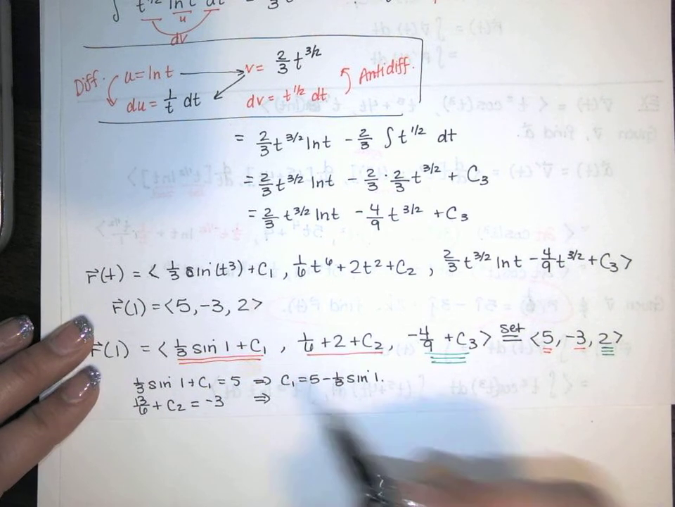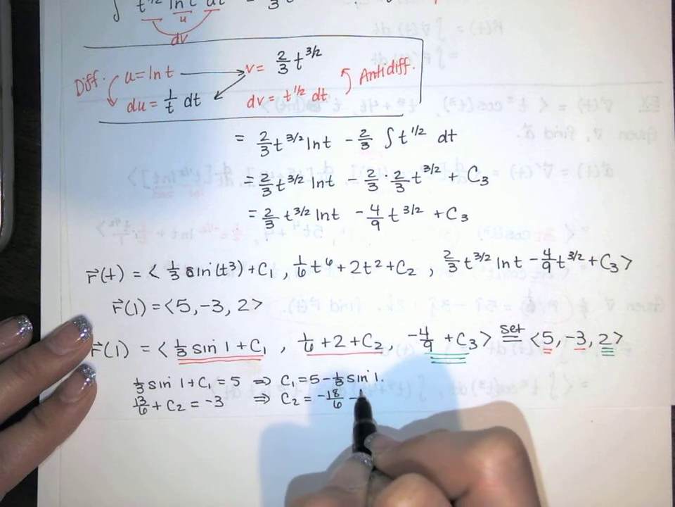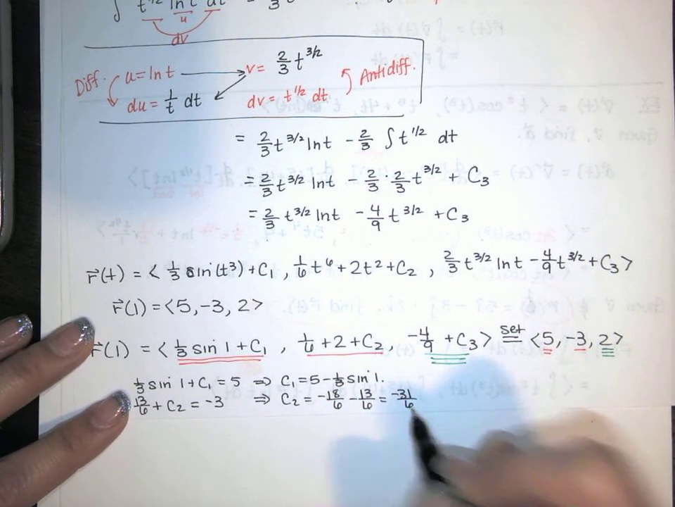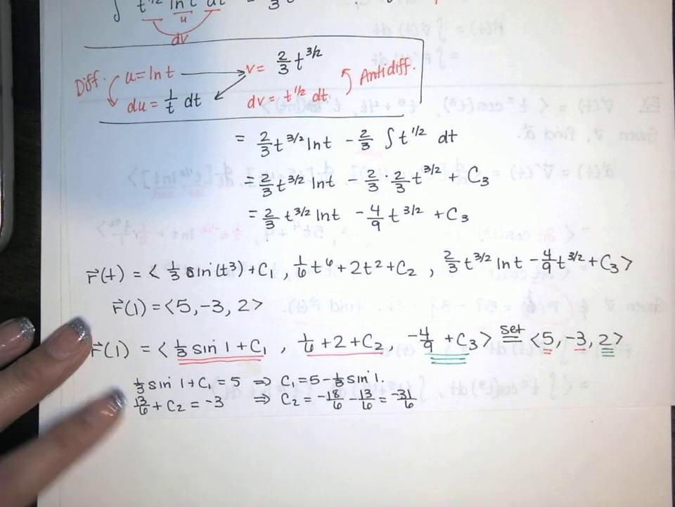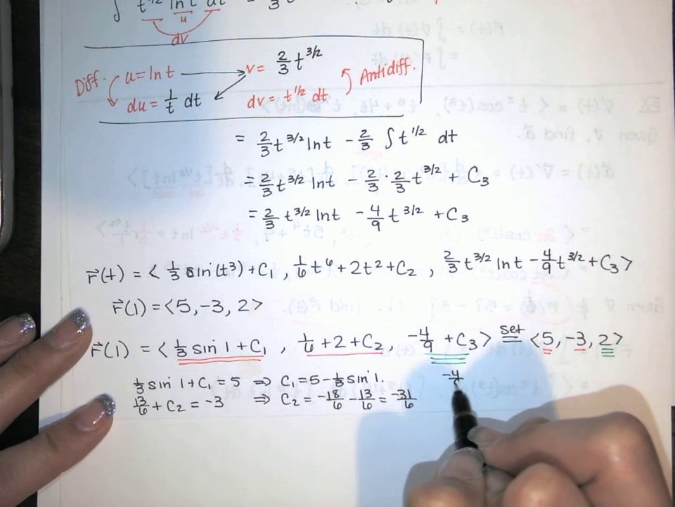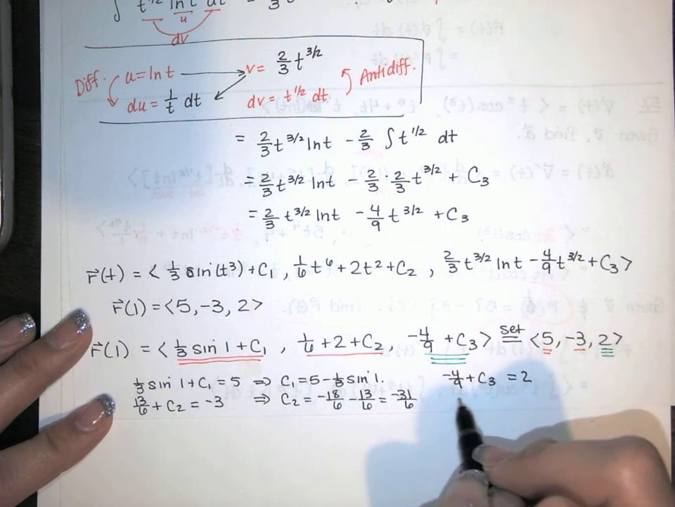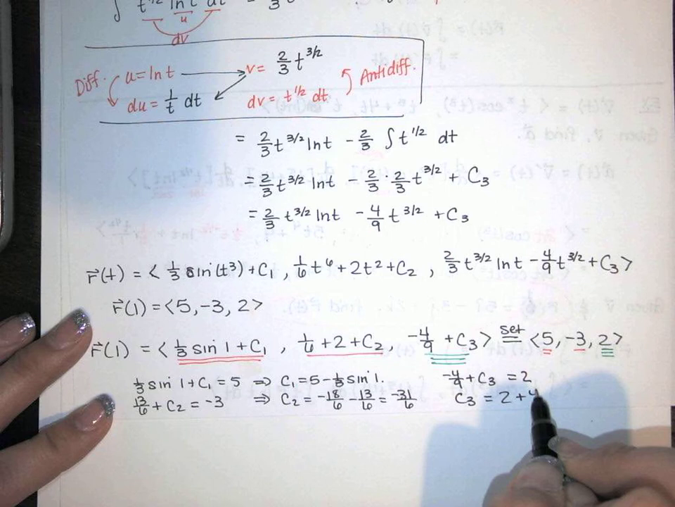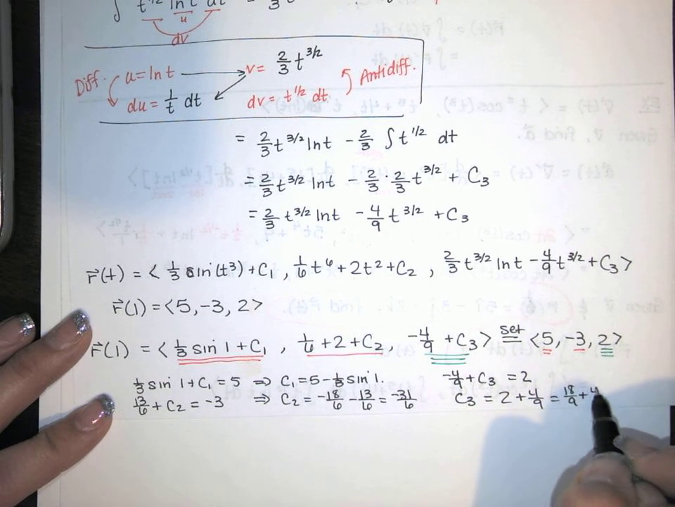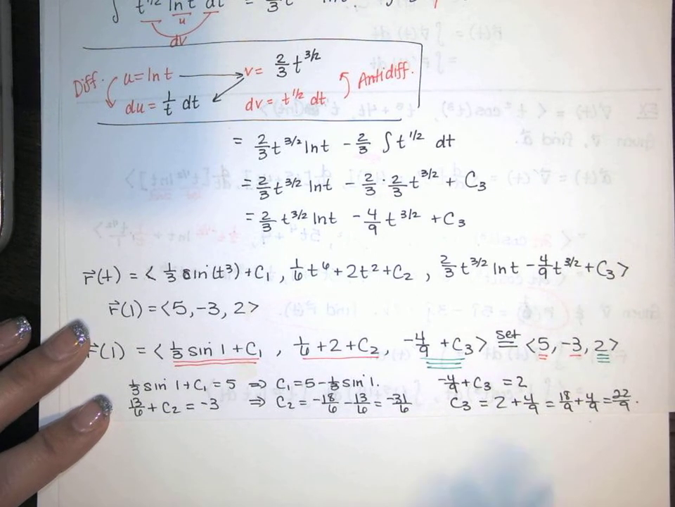Or if you prefer, you can call that -18/6. So C2 is -18/6 minus 13/6. So what's that, -31/6? That's our C2. And then for C3, we get this number, -4/9 plus C3. That z component has to be equal to 2. So C3 must be 2 plus 4/9, or 18/9 plus 4/9, or 22/9. Okay? So now you've got your constants.